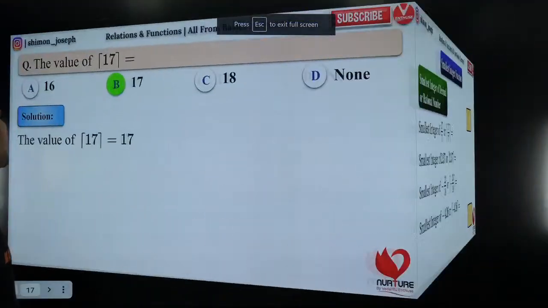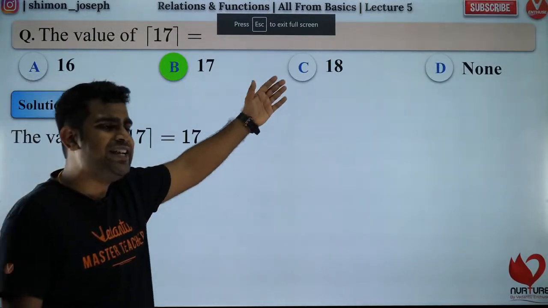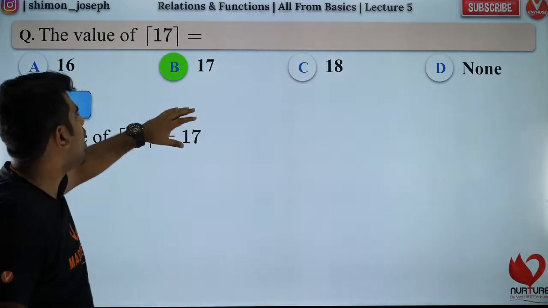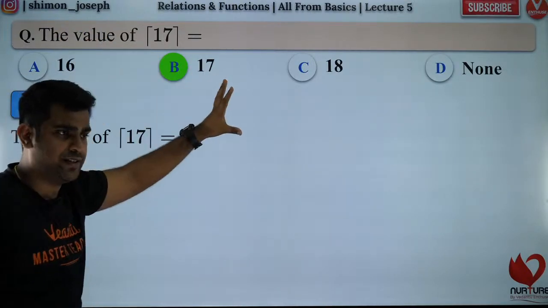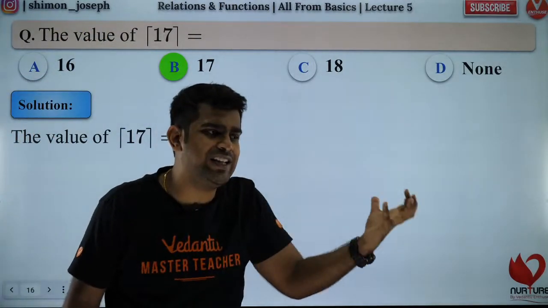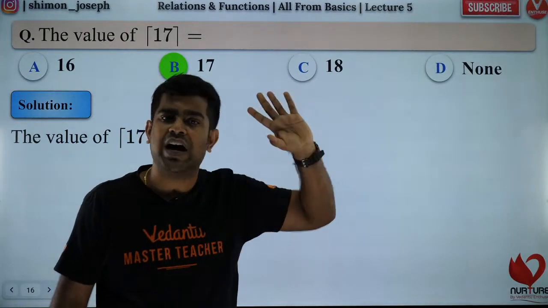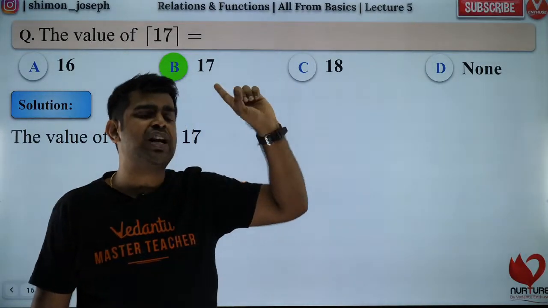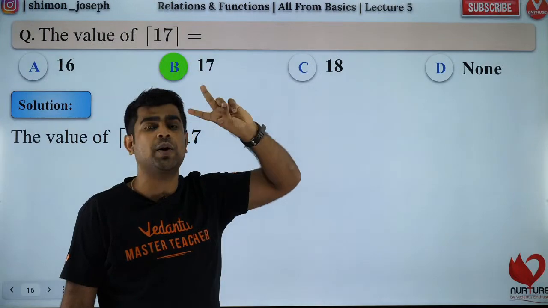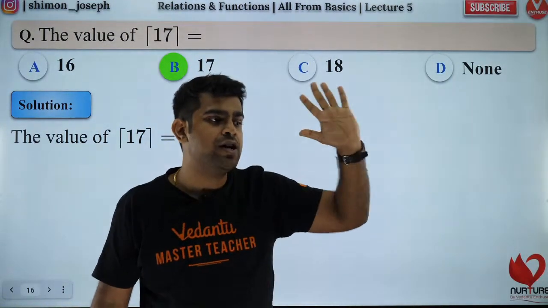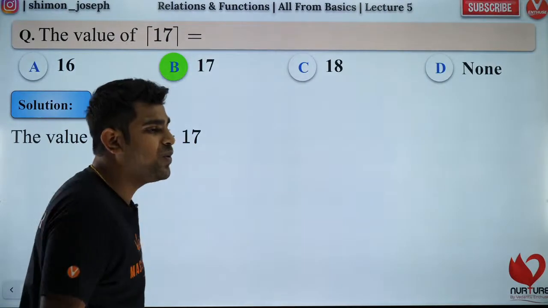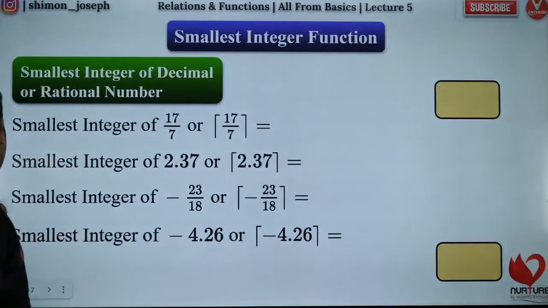Somebody is asking why not C? How can it be 18? Sajan, we want the smallest integer greater than or equal to 17. So it has to be 17 only, na? It should be only one answer. Are you clear with it, Sajan? It cannot be two numbers. It should give you only one number as the output. So please don't make that mistake. Be very careful. Okay? Cool.